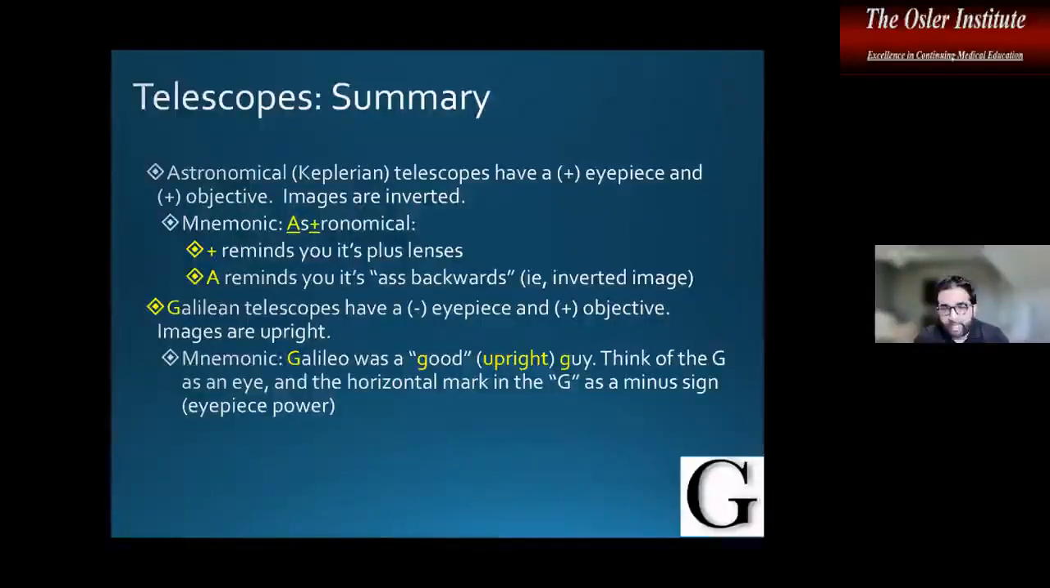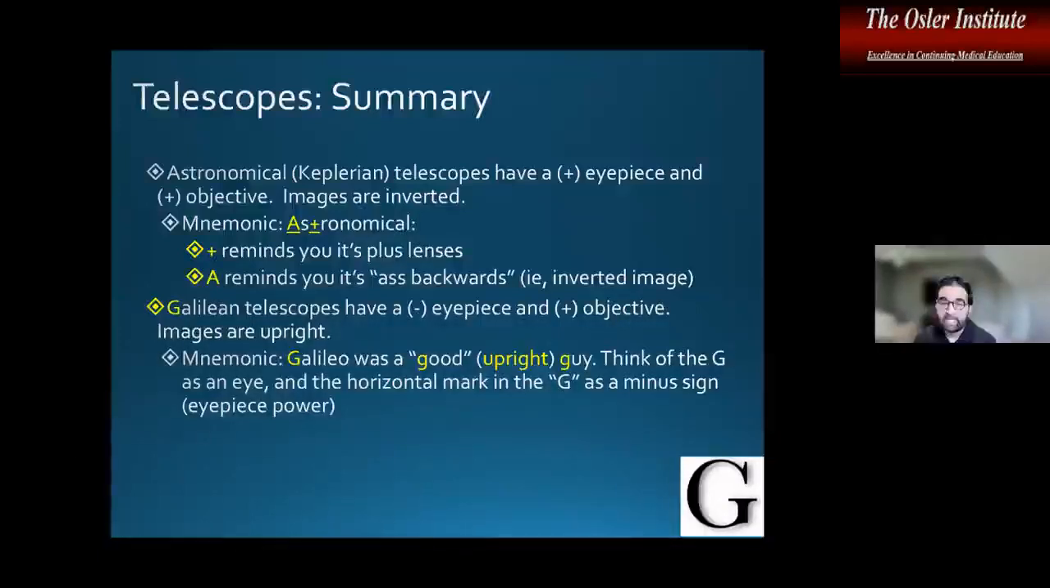Galilean telescopes are going to have a minus eyepiece and a positive objective. The images are going to be upright. You can think mnemonic. Galileo was a good guy, right? He was an upright guy. Think of the G, therefore, as an I, and you can also think of this horizontal mark in the G as a minus sign, which is going to be the eyepiece power.